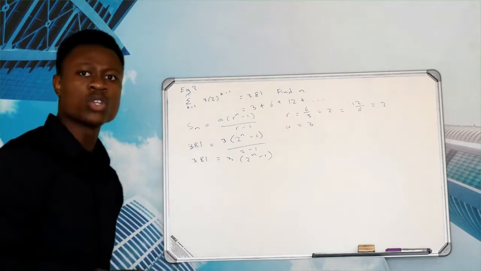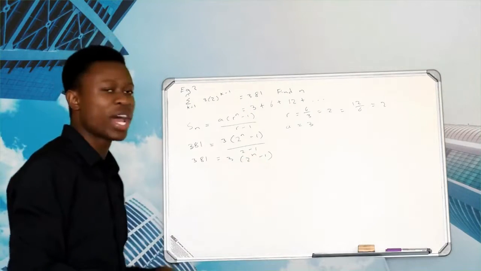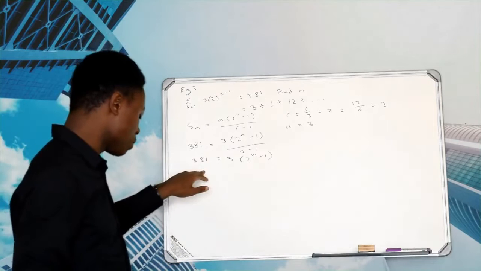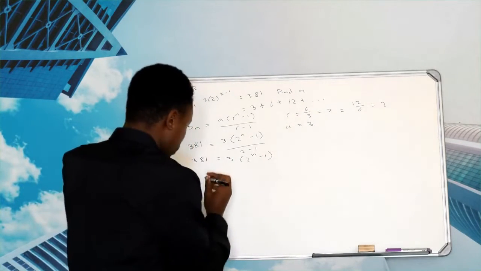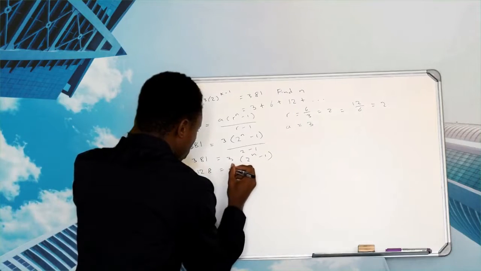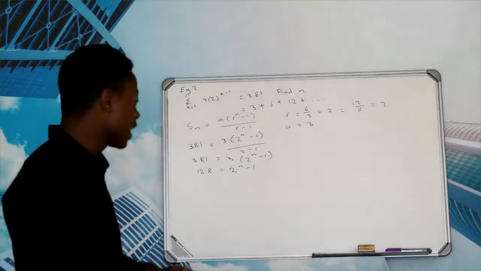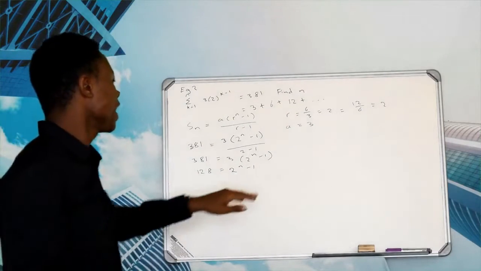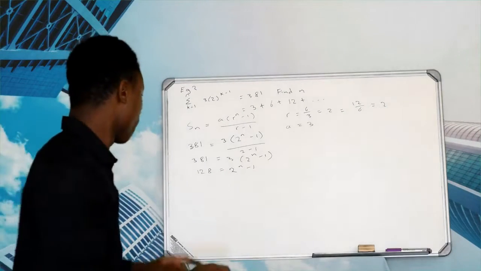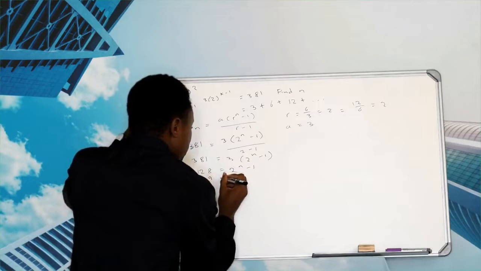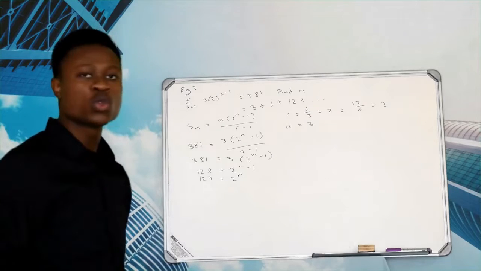So now I can divide both sides by 3 so that I can get that bracket to open up. If I divide both sides by 3, I'll get 128, which is equal to 2 to the power of n minus 1. So again, I want to get the n by itself, so I take the 1 onto the other side. It becomes 129, right? So now I have 129 is equal to 2 to the power of n.